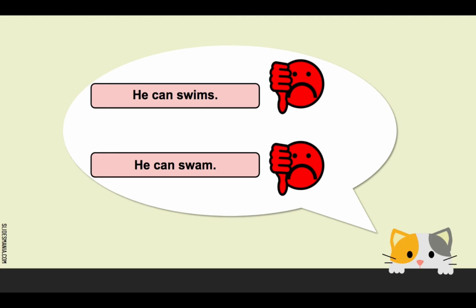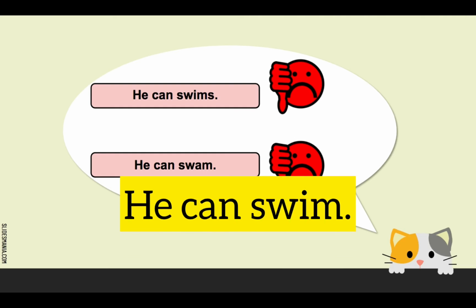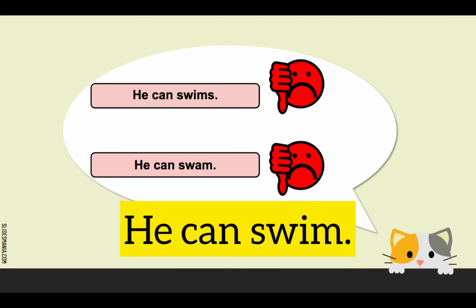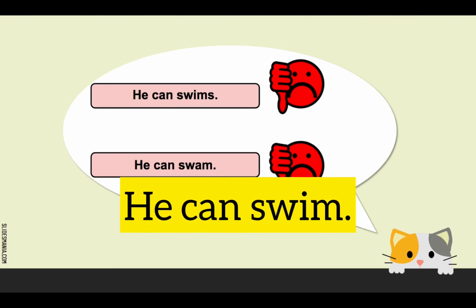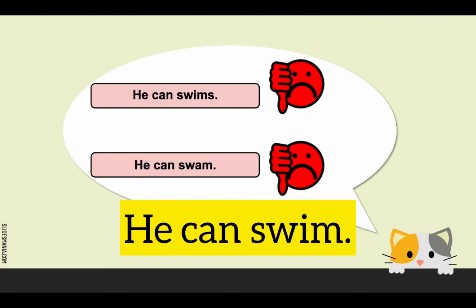For example, he can swims and he can swim. Which one is wrong? What is the correct answer? Yes, the correct answer should be he can swim, because after the use of can, it should be the base form of the verb.